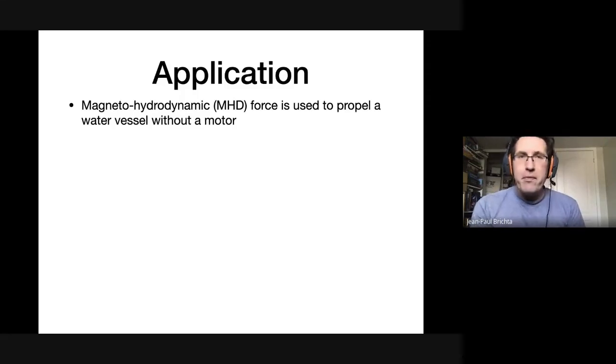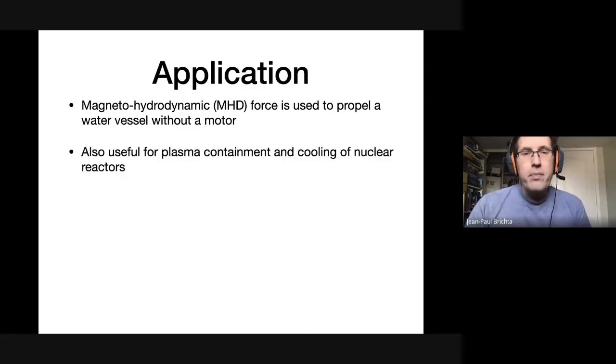Right? Like if you've ever gone boating, then you know that you can use some kind of outboard motor, or if you have a canoe, you can use a paddle. There's another way to move a boat, and that is without a motor whatsoever. And it's actually using this concept. So the basic idea, well, I'll get back to that one later.